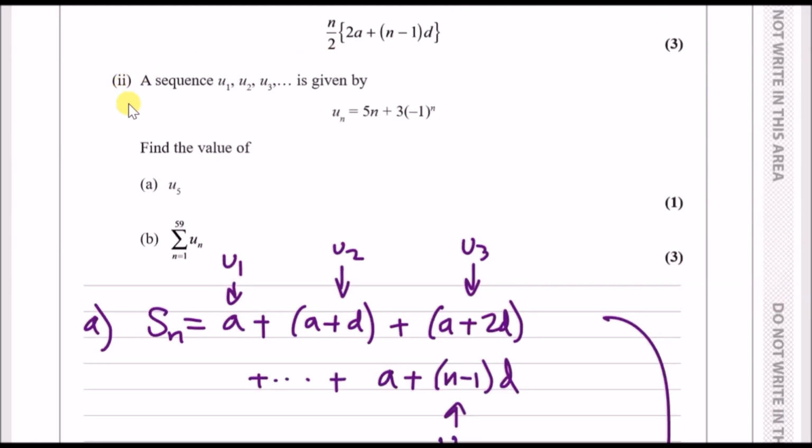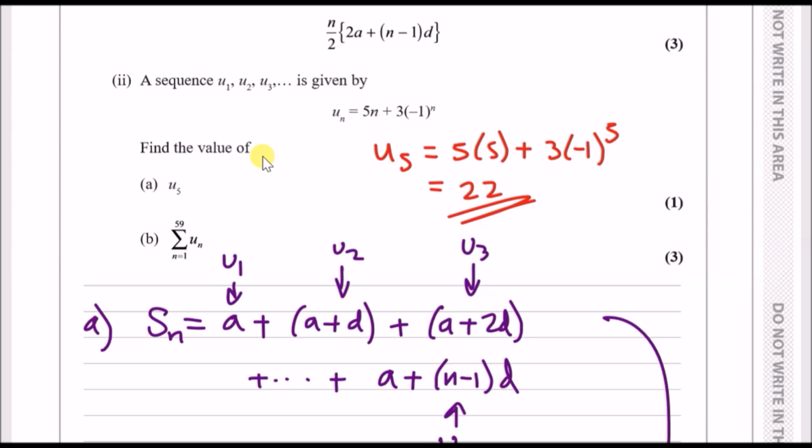And now for part 2, it says that the sequence u1, u2, u3 dot dot dot is given by this expression here. Find the value of u5. Well, to use this formula, it just means that when n equals 5, so just plug in n as 5, you just get u5. So u5 is just literally 5 times 5 plus 3 times minus 1 to the power of 5. And then put this in the calculator, you should get 22.